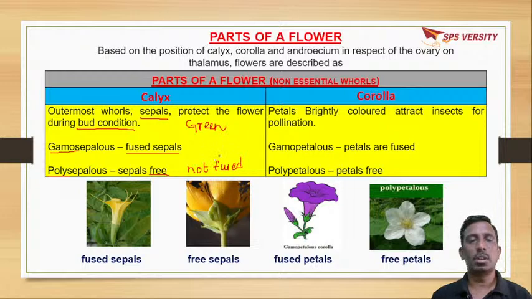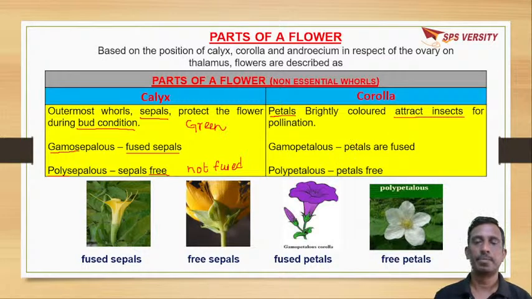Next whorl, when you come to calyx, the next whorl is corolla, which is made up of petals. And these petals are multicolored. Depending upon the flower, they are multicolored. Like pink, violet, blue, like white. These are different multicolored. What is the purpose of this one is to attract insects. So gamopetalous means petals are fused. Polypetalous means petals are free.